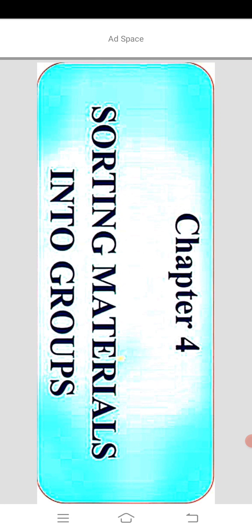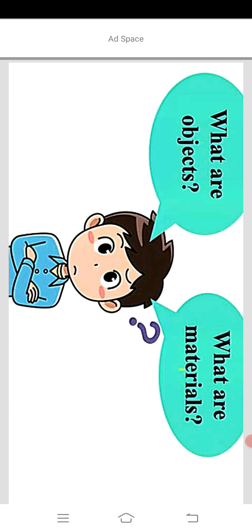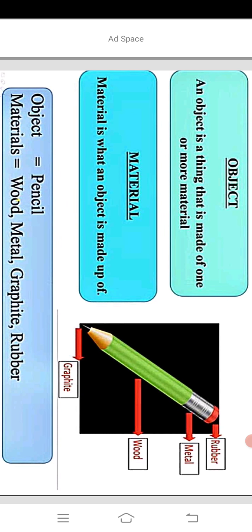Okay. So today we will revise the first part of chapter 4, that is sorting materials into groups. The question that comes to our mind first is, what are objects? What are materials? Okay. See one example.